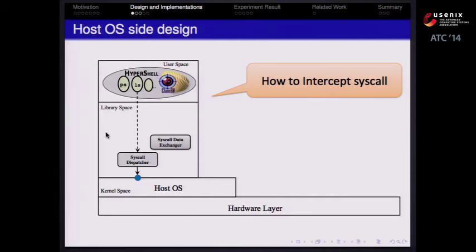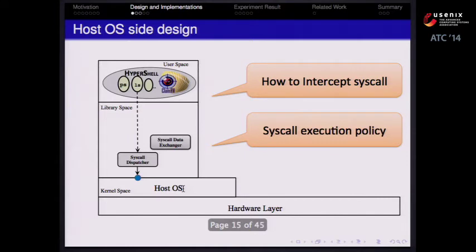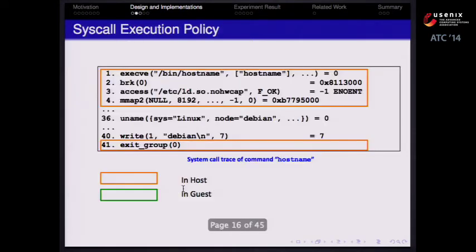Basically, we detour the system call from the glibc to our system call patcher, and our system call patcher will decide the system call either to run on the host OS or on the guest OS. So we need to define our system call execution policy. To see this policy, let's revisit the system call trace of our host ls again.